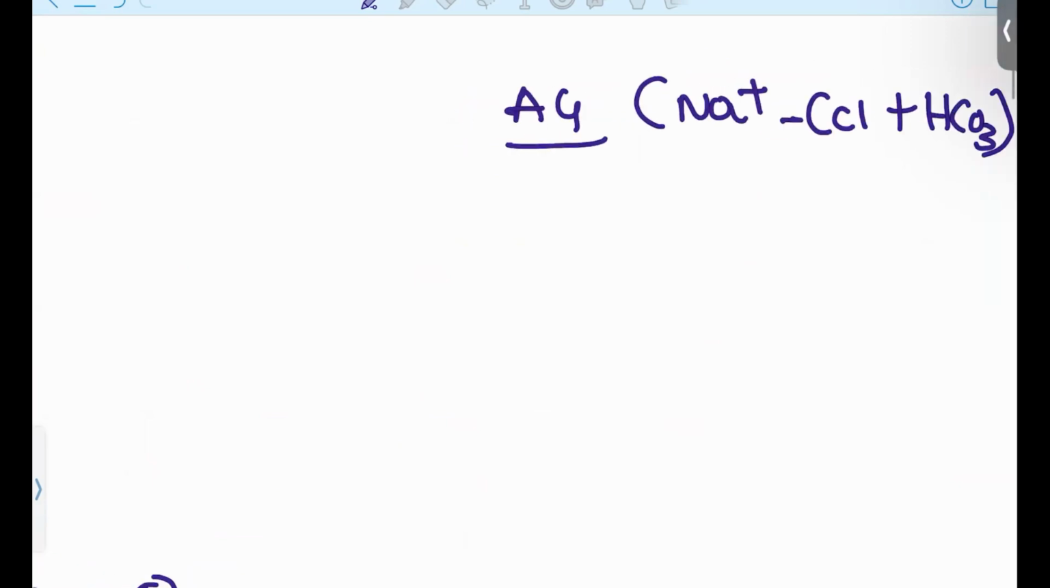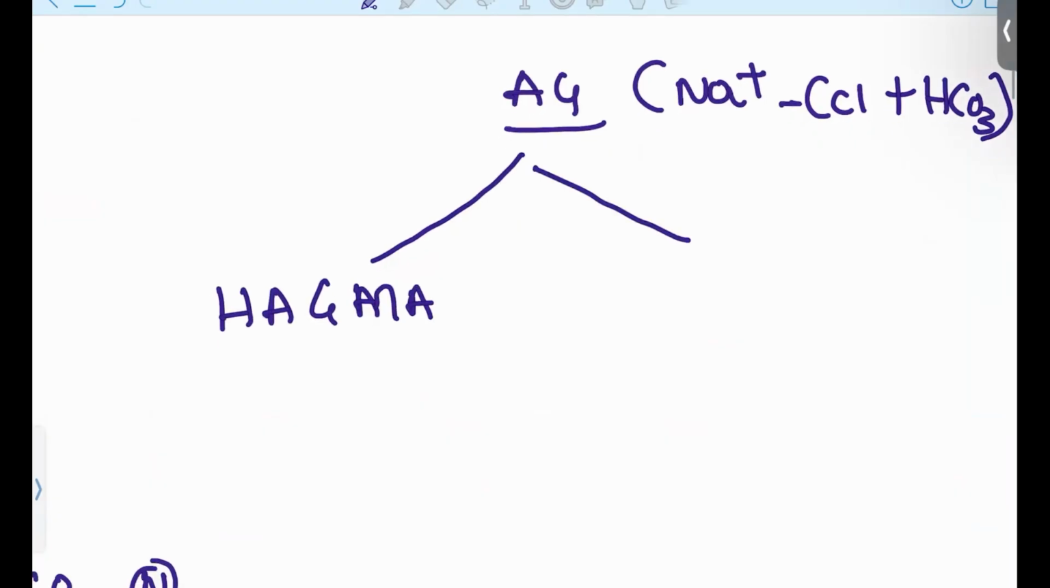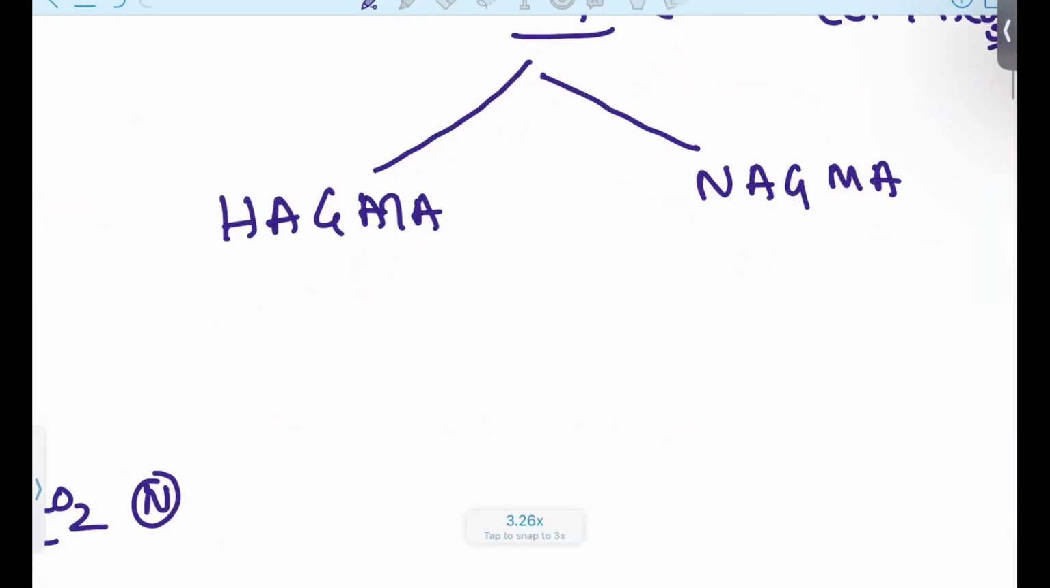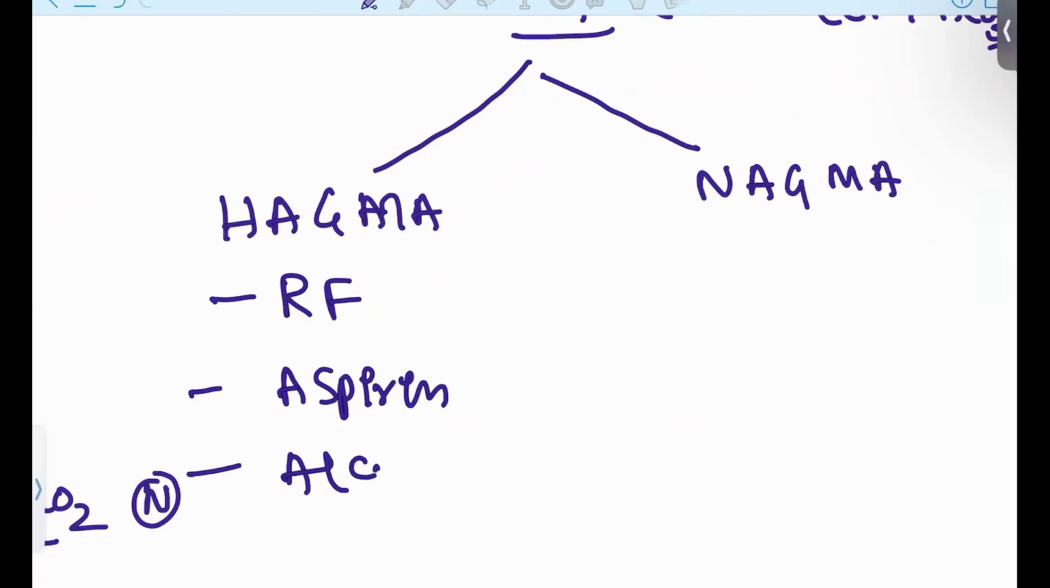This is the formula for it. And there is a high anion gap metabolic acidosis and normal anion gap metabolic acidosis. What are the examples for this? When the patient is having renal failure, aspirin toxicity, or alcohol, these conditions are likely to cause HAGMA.